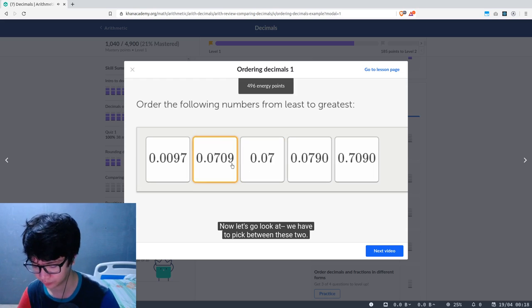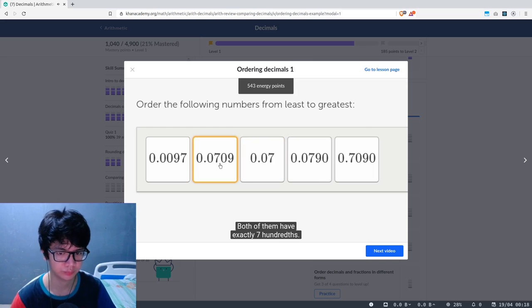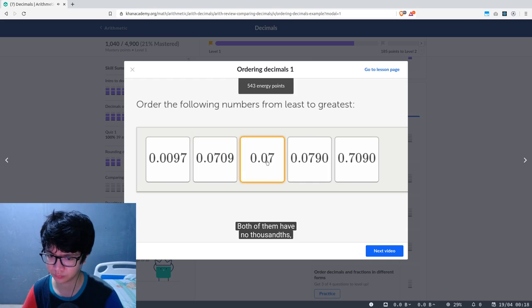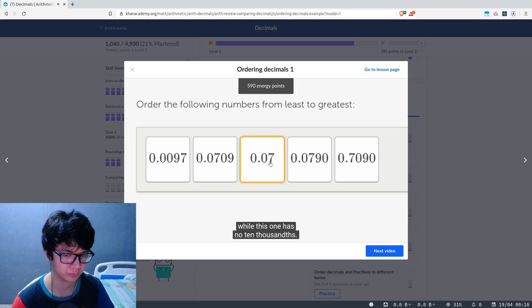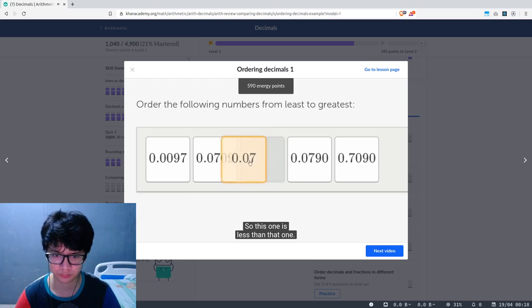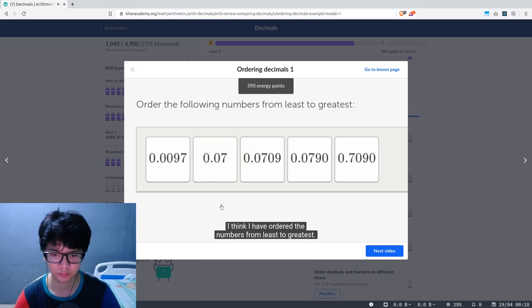Now we have to pick between these two. Both of these have no tenths. Both of them have exactly 7/100. Both of them have no thousandths. But this one has 9/10,000, while this one has no ten-thousandths. So this one is less than that one. And now I'm done. I think I have ordered the numbers from least to greatest.